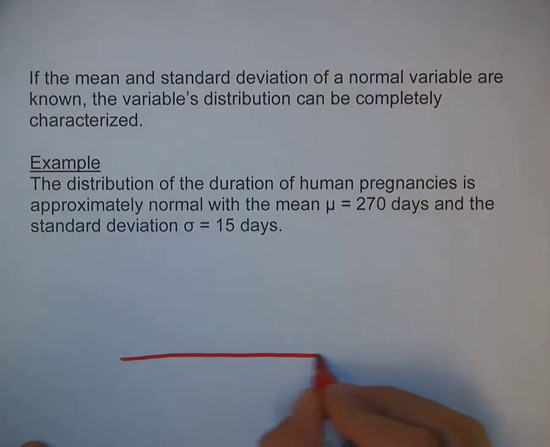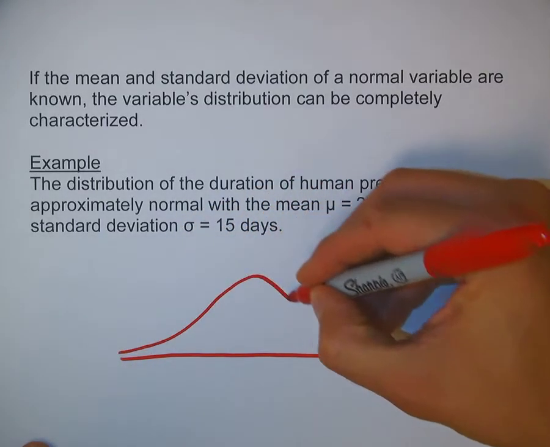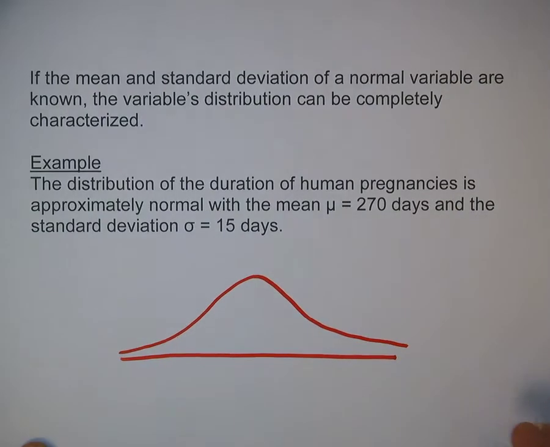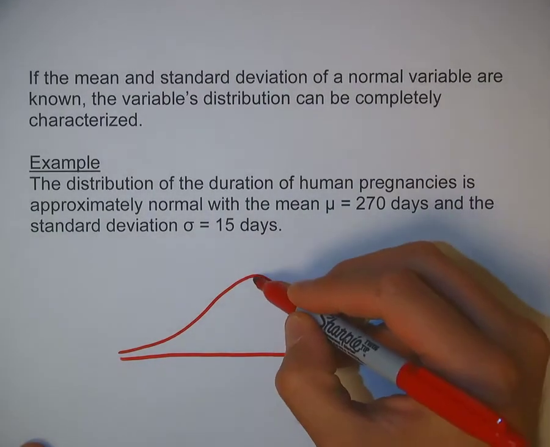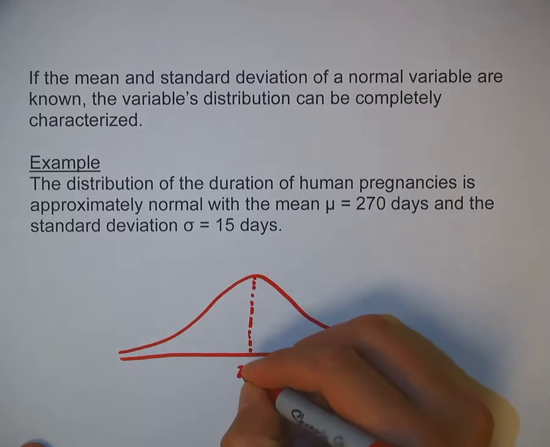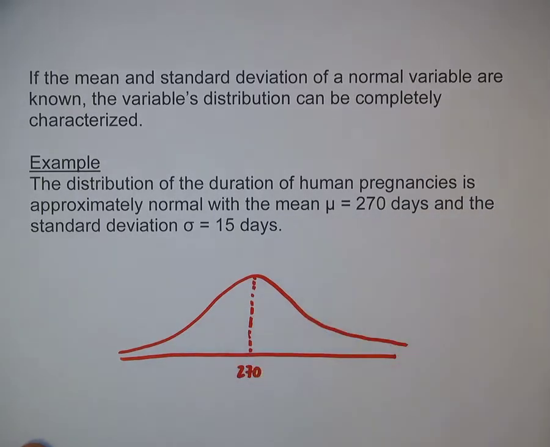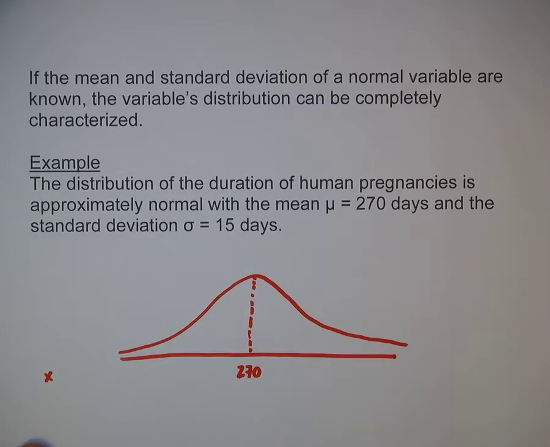The way I'm going to draw it is I'm just going to start with a number line and draw in that normal distribution, or a normal curve. Then usually I'll draw down a little dashed line, and that is where the mean is going to be. The mean is always right in the middle there. I'll let x be the length of one of the pregnancies.